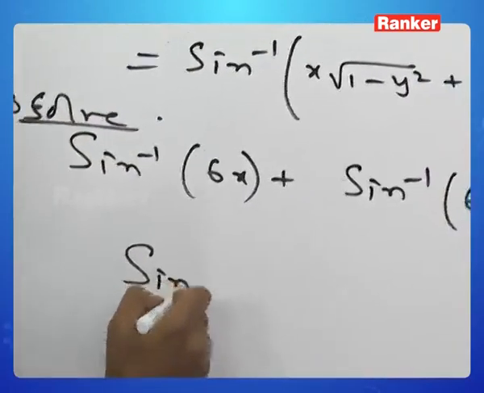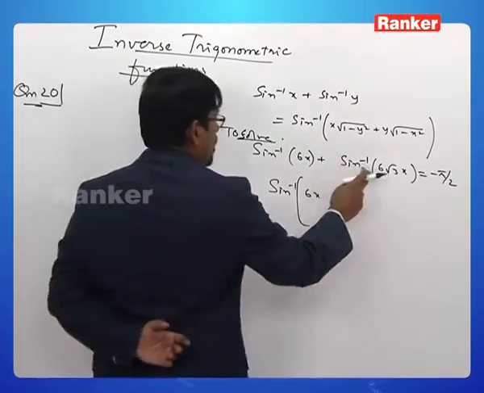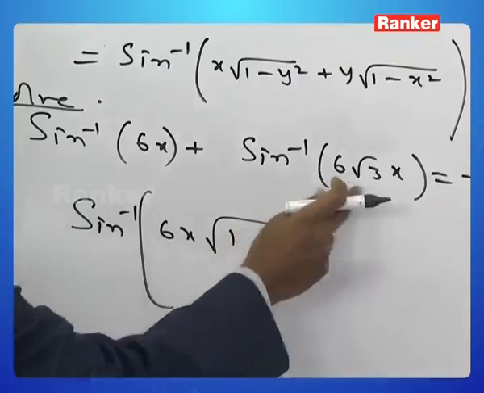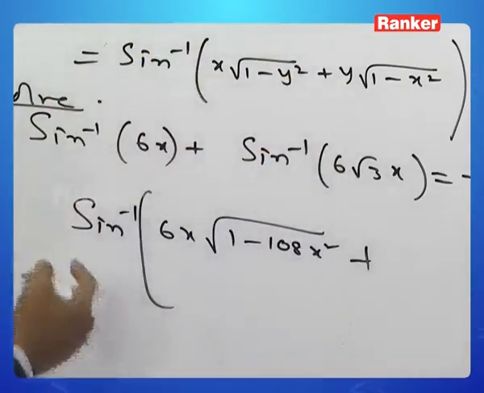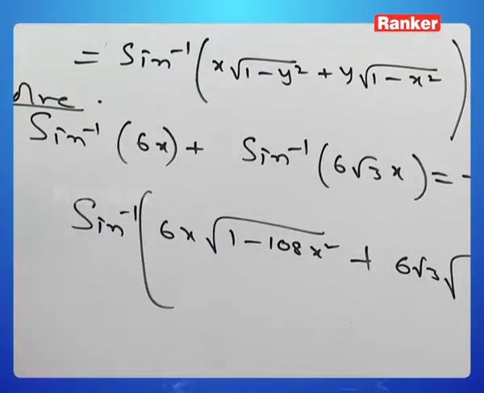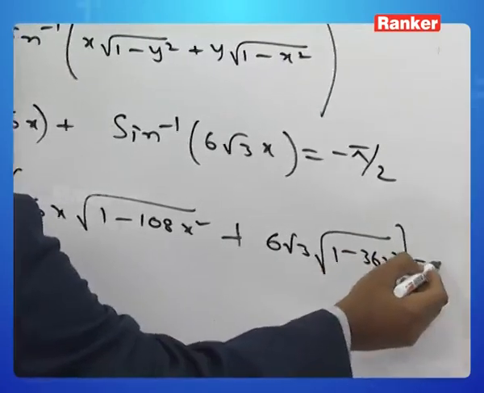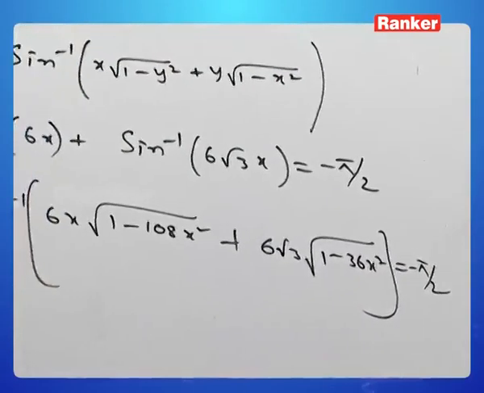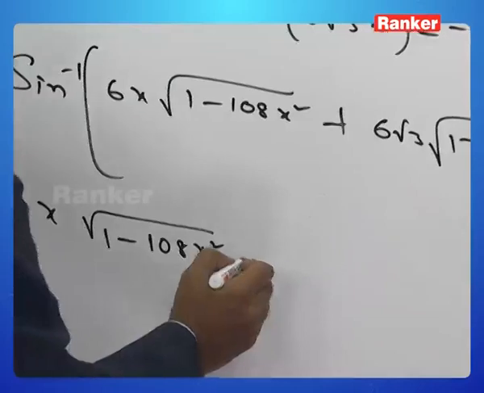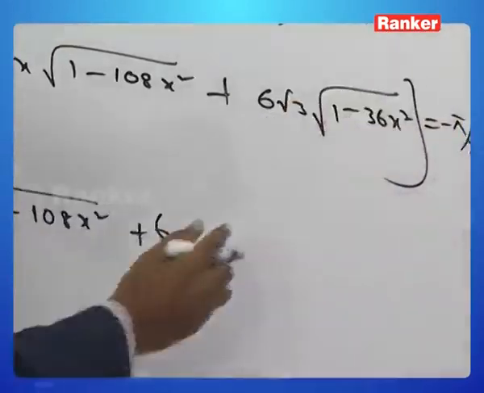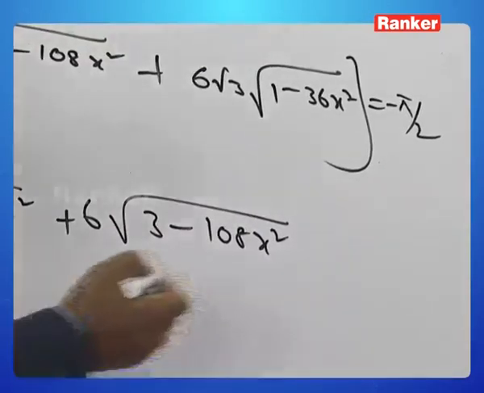So, let's use this formula. Instead of x, we have 6x. So, sine inverse of 6x into square root of 1 minus 36 into 3, 108, 108 x square, plus, now what is the y term? 6 root 3x into under root of 1 minus x square term, that is 1 minus 36 x square, is equal to minus pi by 2. Let's apply sine both sides, and what do we have therefore? 6x into root 1 minus 108 x square plus 6 into, I'll take this 3 inside the square root, then I'll get 3 minus 108 x square under root, is equal to minus 1, or plus 1 is equal to 0.